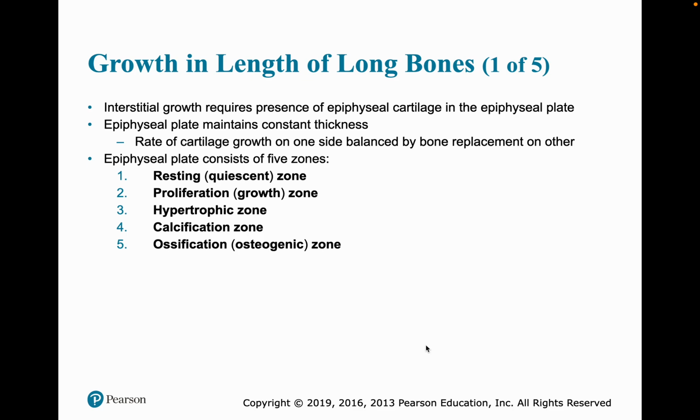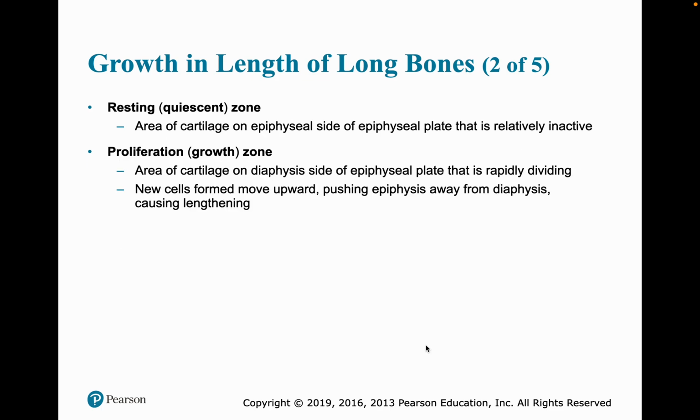So the resting zone may also be called quiescent. Proliferation is where growth of the cartilage is occurring. The hypertrophic zone is just below that. Below that, it's becoming calcified, and below that, it's becoming more bone-like.